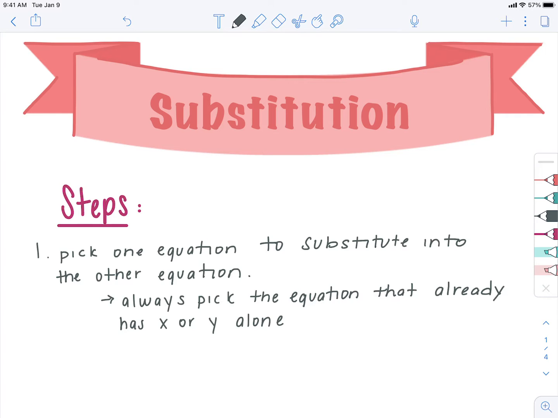So you always want to pick the one that has x or y all by itself. If there isn't an equation that has x or y all by itself, then you want to pick the one that's easier to solve for x or y. You're not wrong if you pick the other one, you're just making more work for yourself. So in order to make it as simple as possible, you always want to pick the one that has x or y all by itself.